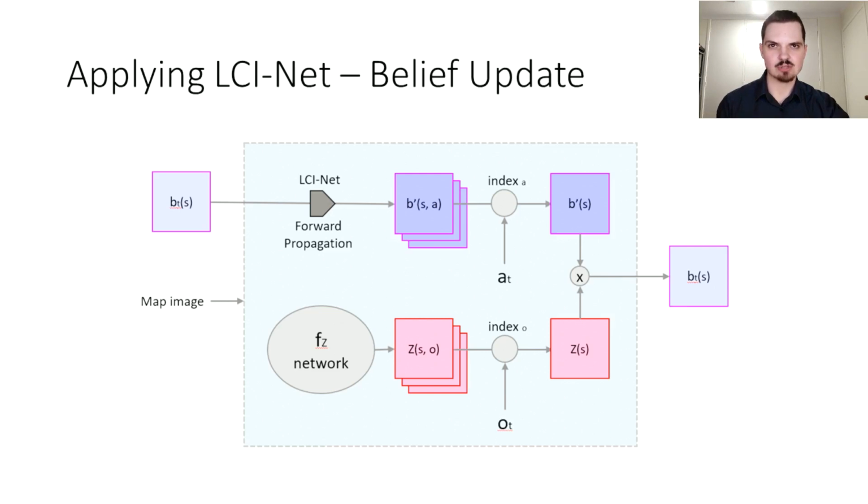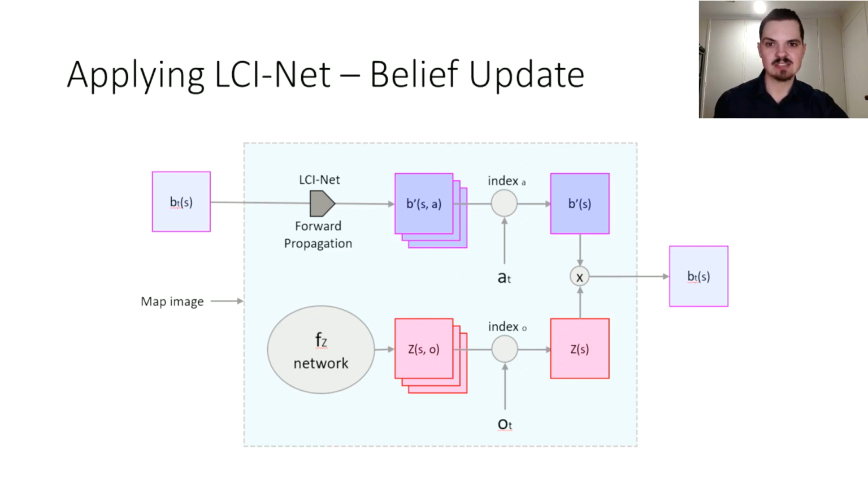We replace this module in the belief update block with LCI-Net, as shown in this diagram. This belief update block takes a prior belief BT, an action AT, and an observation OT as input, and produces the updated belief BT+1 as output, which is stored as the prior belief for the next action selection.